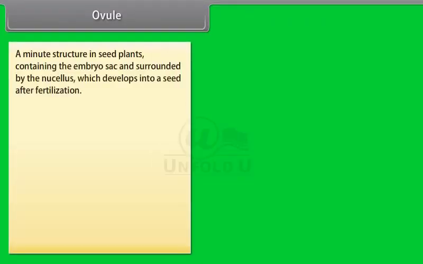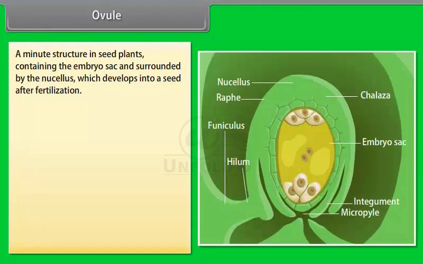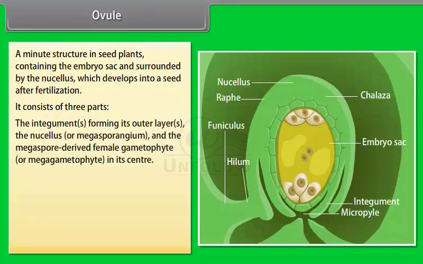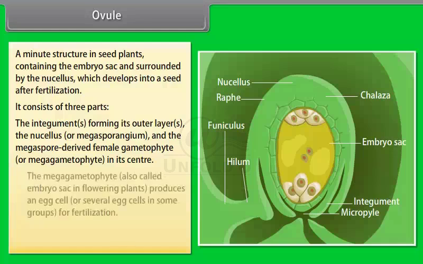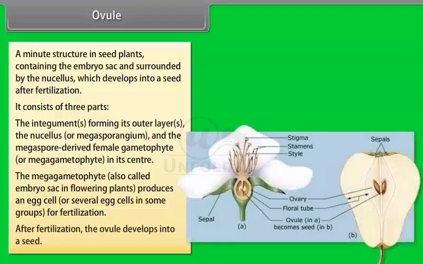Ovule. A minute structure in seed plants containing the embryo sac and surrounded by the nucellus, which develops into a seed after fertilization. It consists of three parts: the integuments forming its outer layers, the nucellus or megasporangium, and the megaspore-derived female gametophyte or megagametophyte in its center. The megagametophyte, also called the embryo sac in flowering plants, produces an egg cell, or several egg cells in some groups, for fertilization. After fertilization, the ovule develops into a seed.